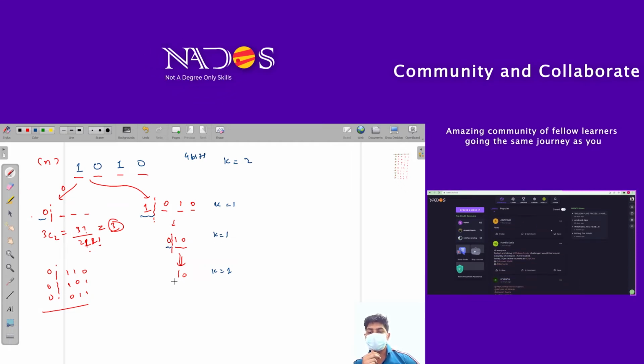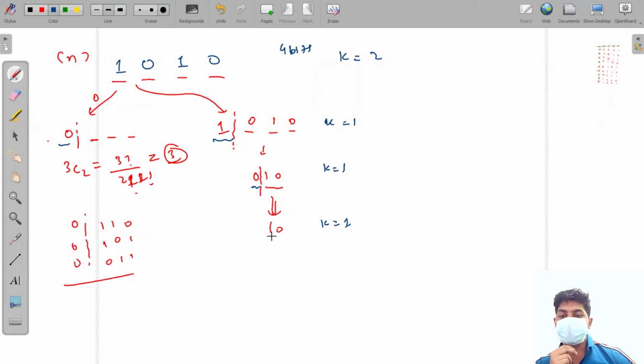Now we have to find the number of ways using 10, which means how many numbers are there which are still smaller than n using 10. There are two options with this particular bit. It can be converted to 1 or it can be converted to 0. So say it gets converted to 0. Now there is only one place left and we have to put k equals to 1 set bit. In one place, in how many ways can I place a set bit? There is only one way, that is 1C1. So it will return the value 1.